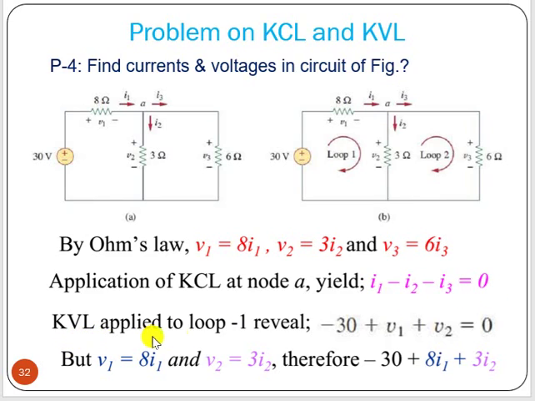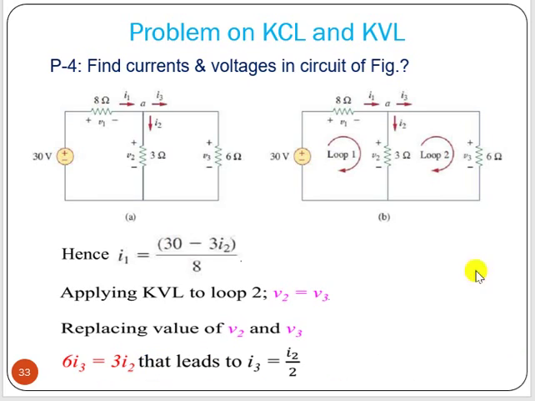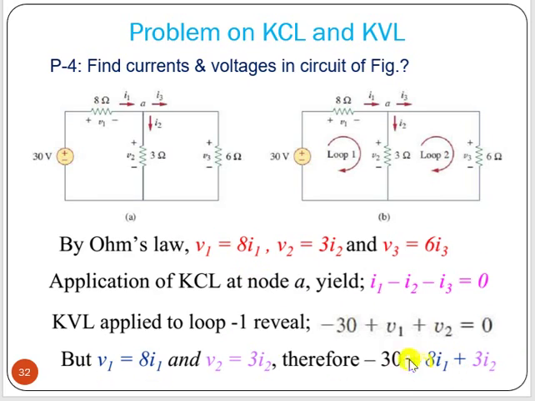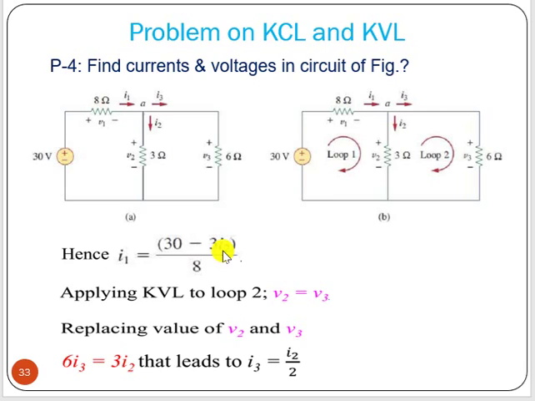Okay. Now KVL applied to loop 1. If we apply KVL at loop 1, what can we write? Going minus to plus first, minus 30 volt plus V1 and plus V2 equals 0. We know the values of V1 and V2, we can put them here. Then we can find I1 with respect to I2.